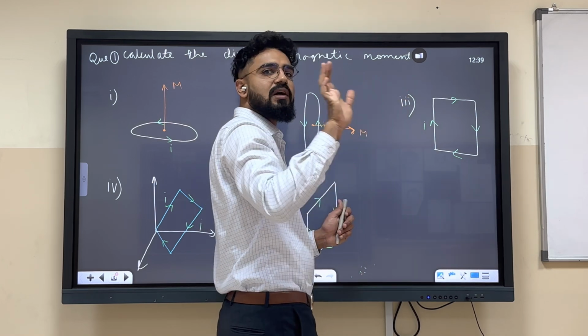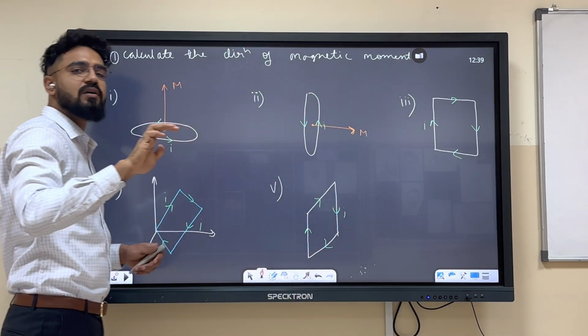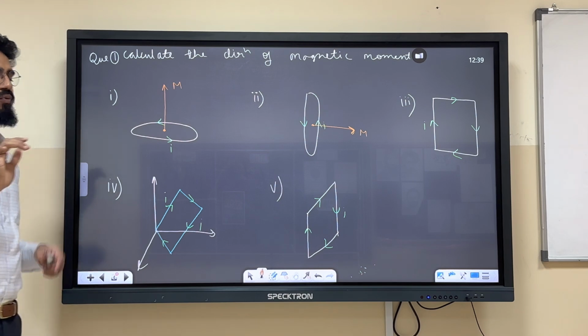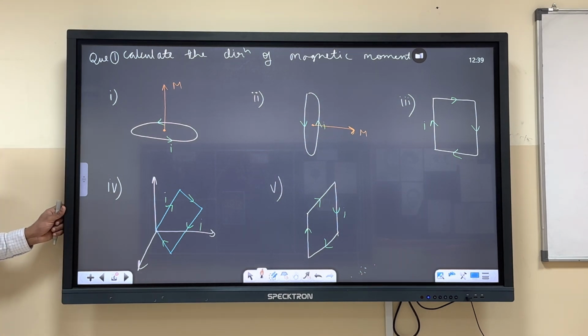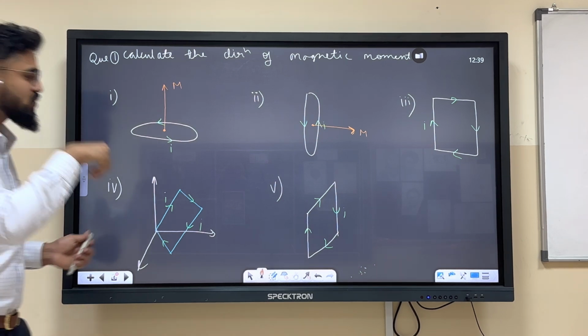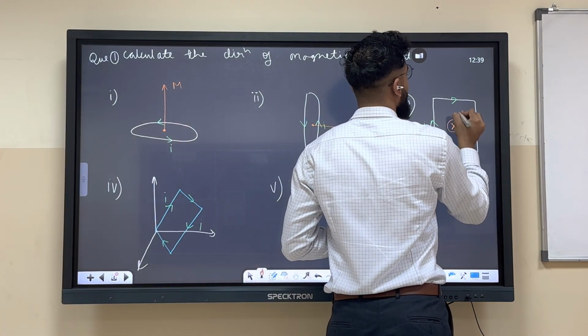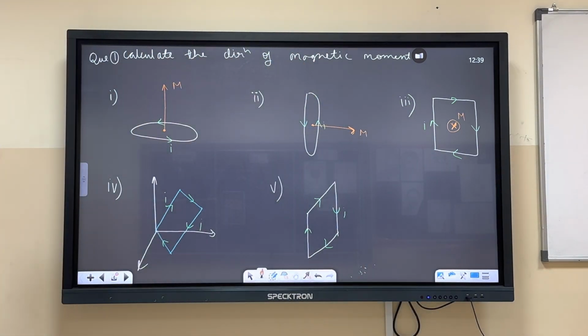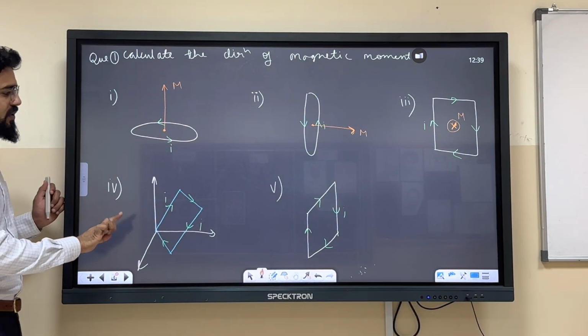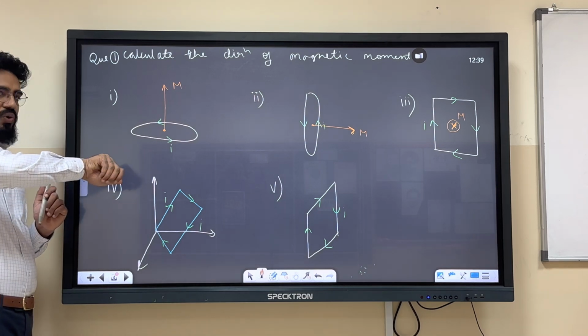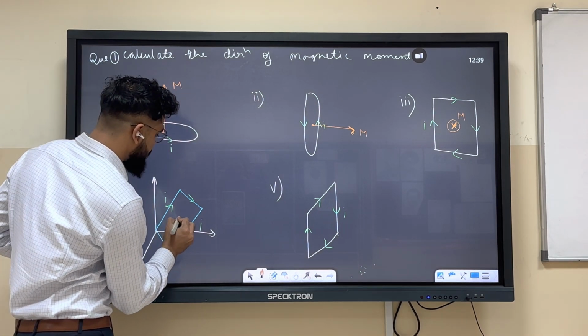Do it yourself. Curl your fingers of right hand for question number 3, in the direction of current. Is it going inside or coming outside? Look carefully. Curl your fingers in the direction of current. So it is going inside. Correct? If it is going inside, we will mark it as cross. Over here, can you follow the current? So it is going somewhere like this.